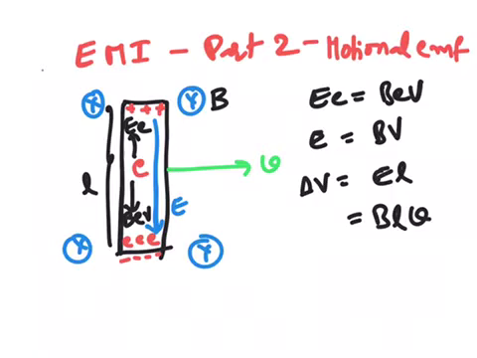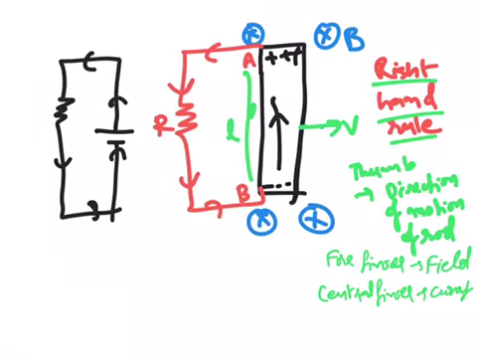Now if you see here, again consider the same rod of length L moving with the velocity V in a perpendicular magnetic field B. So let us suppose we connect an external resistance R which is not in the field, then the current flows from high potential to low potential like this.